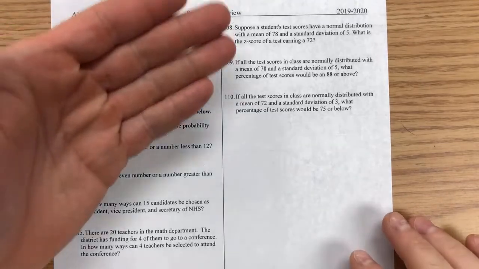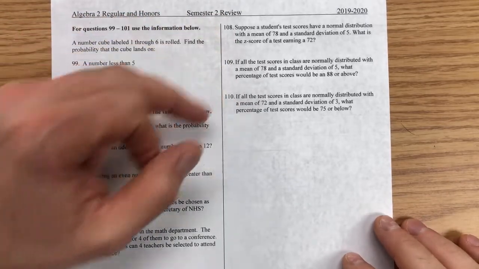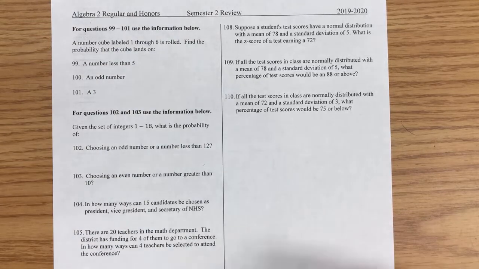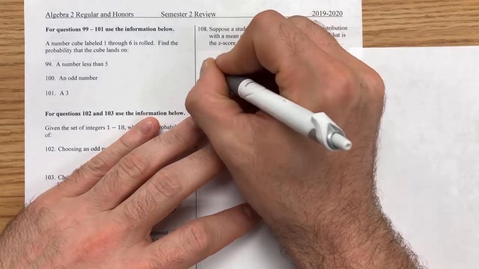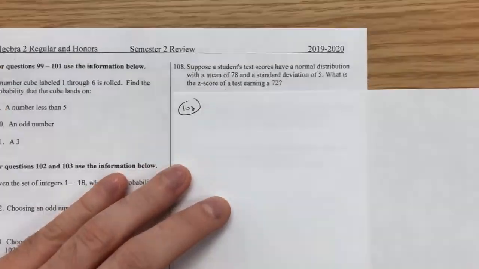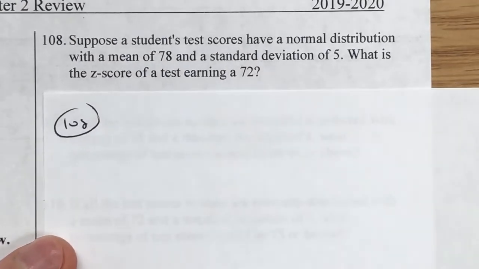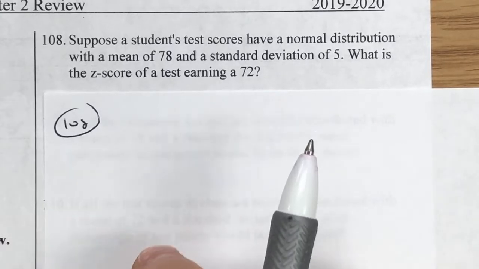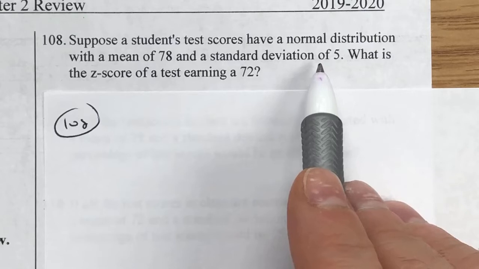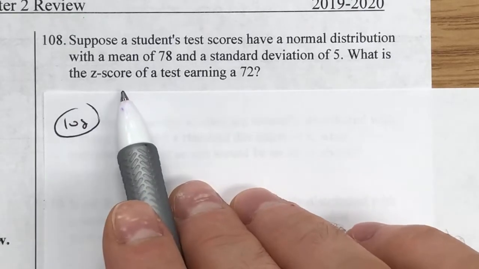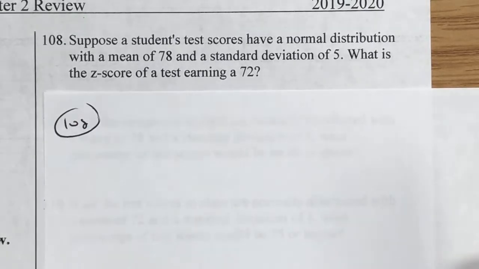So today we're going to be doing the final column, which is questions 108 through 110. Without further ado, let's jump into the first one, which is 108. Suppose a student's test scores have a normal distribution with a mean of 78 and a standard deviation of 5. What is the z-score of a test earning a 72?